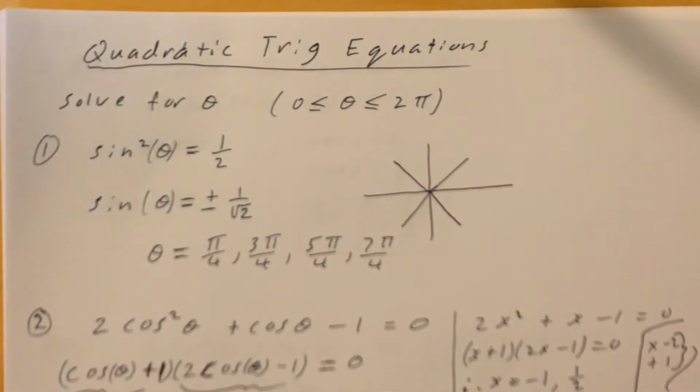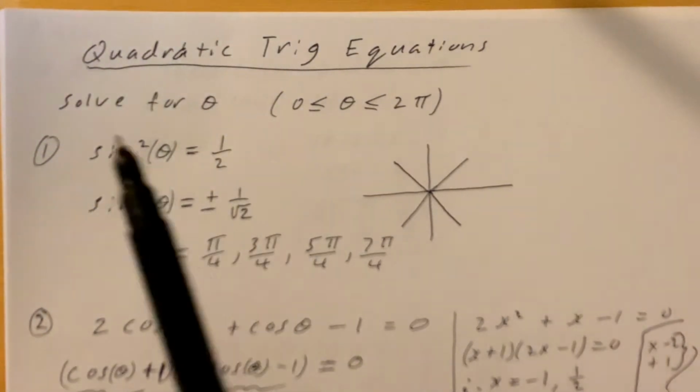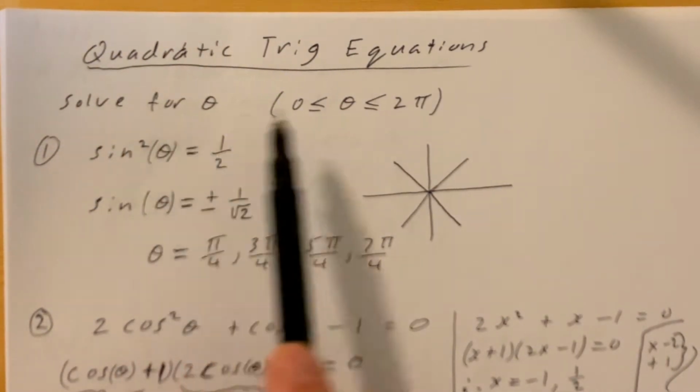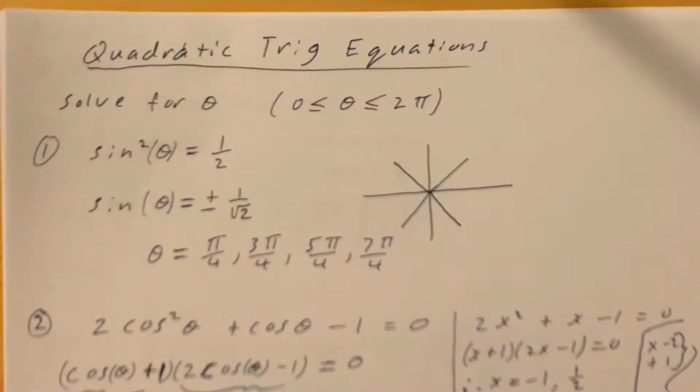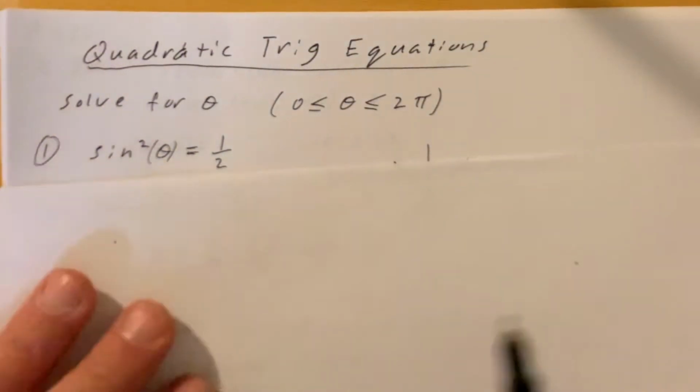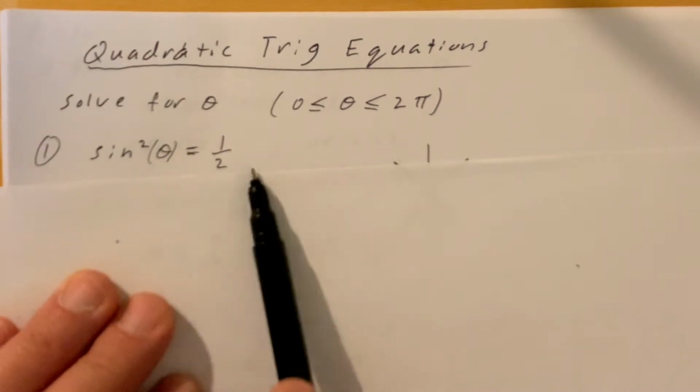All right, we're now going to look at quadratic trig equations and possibly more. Okay, so solve for theta between 0 and 2 pi. Okay, same idea. So we're going to look at this one here. Sine squared theta equals 1/2.